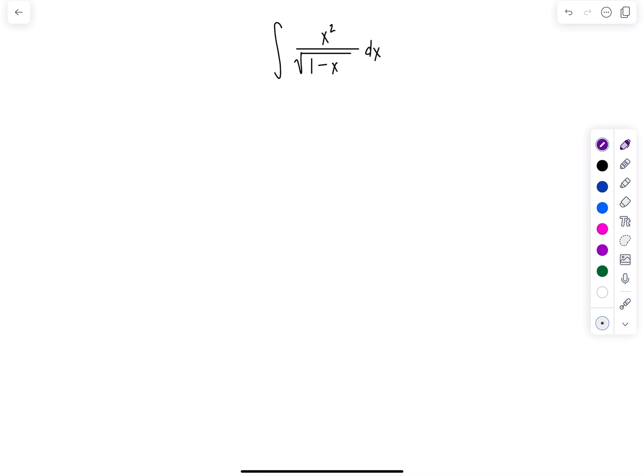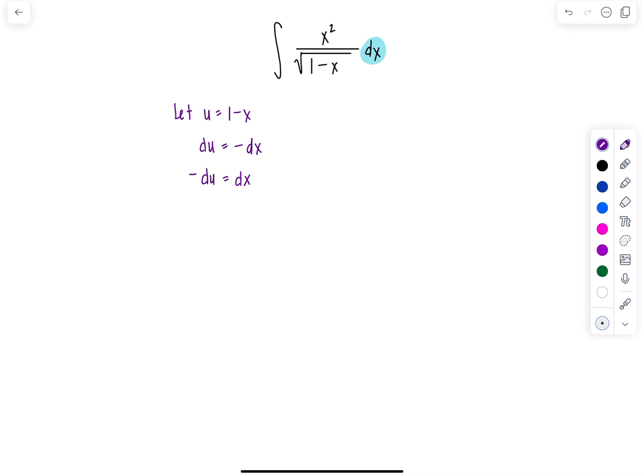Previously, I've included the radical. That works out fine as well. But let's just let u equal 1 minus x, and then du would be negative dx, which is pretty good because I've got dx over here. So then negative du is dx.